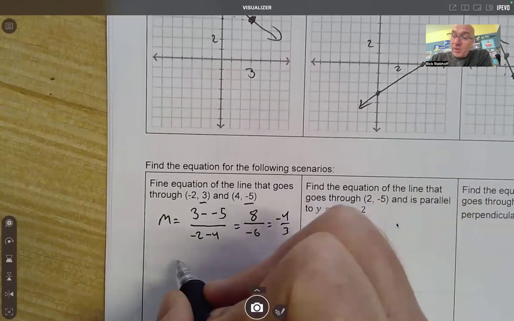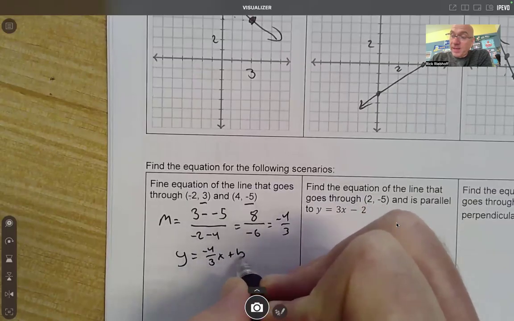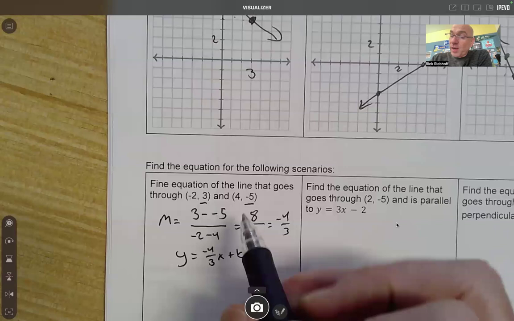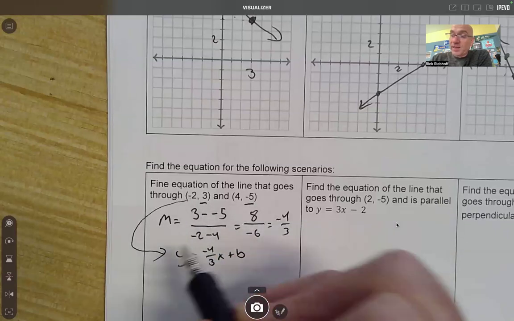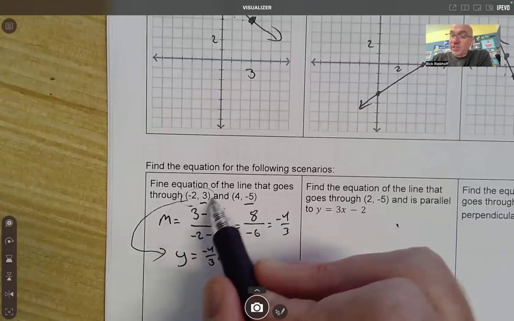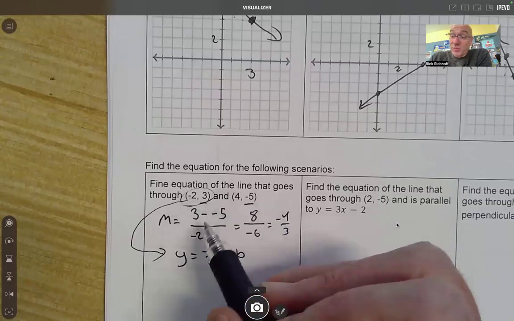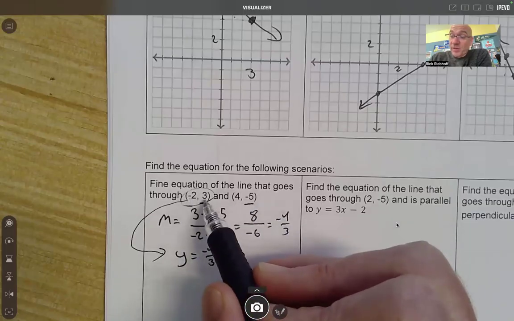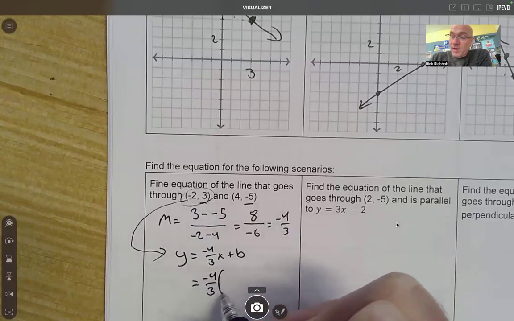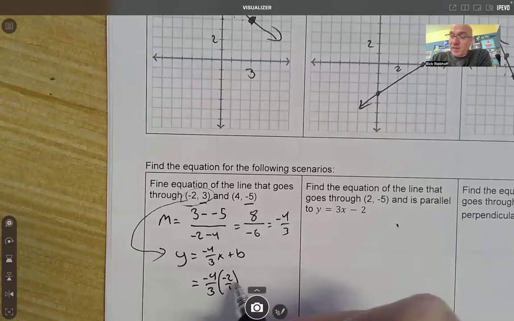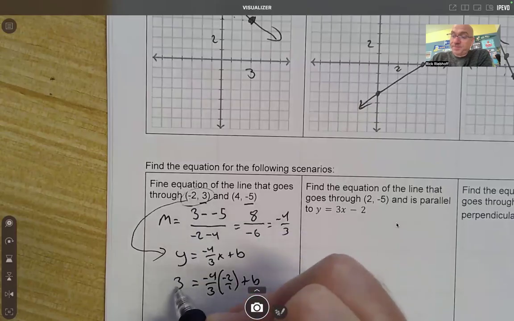Cool. Now all I'm going to do is rewrite it. y equals -4/3 x plus b. I need to find b. So I can plug in either of these two ordered pairs into the x and y here. Doesn't matter which one you use. These numbers seem smaller though. So x is -2. So instead of x, I'm going to write -2, and I'm going to put that over 1 just to make the fraction easier. And then my y value is +3.